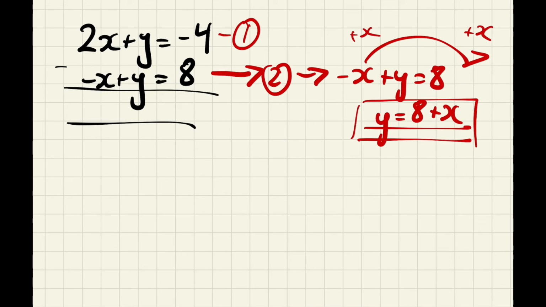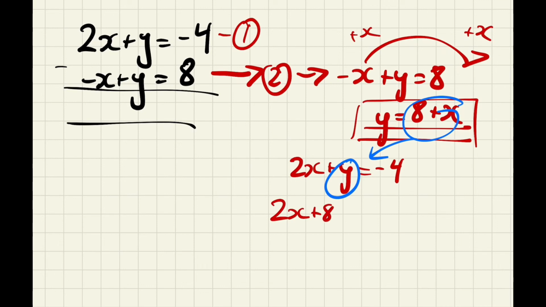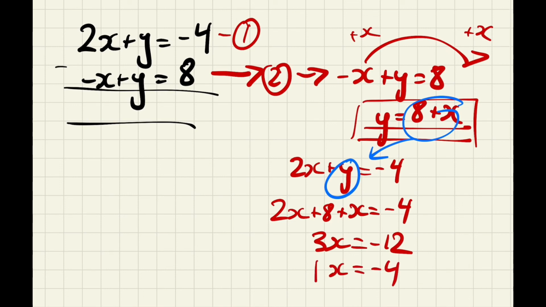So we had 2x plus y is equal to minus 4. Instead of having y, we're just going to substitute in 8 plus x. So then we'll have 2x plus 8 plus x is equal to minus 4. And then we can proceed to solve by collecting like terms. So 2x plus x is equal to 3x. And then we'll have minus 4 minus 8 is going to be equal to minus 12. And then we divide both sides by 3. X is equal to minus 4.